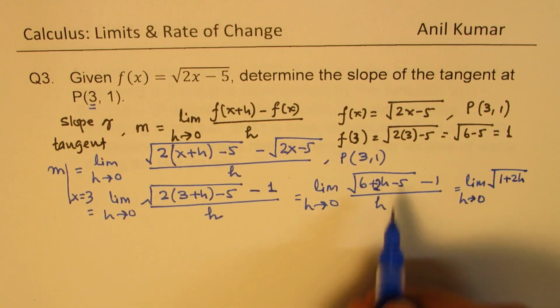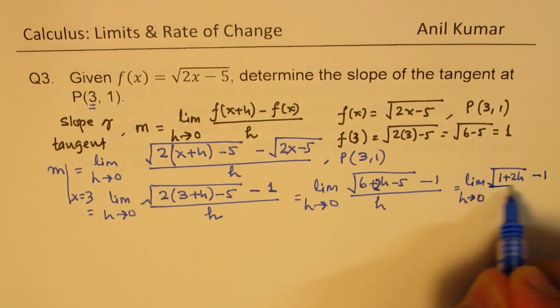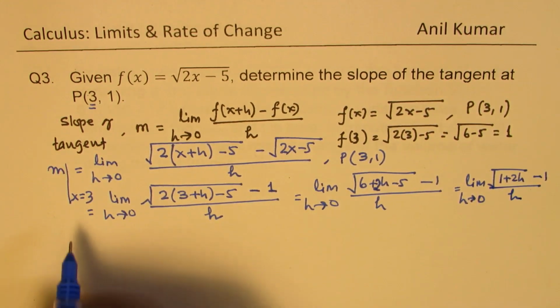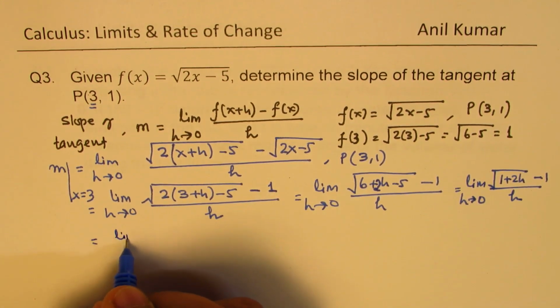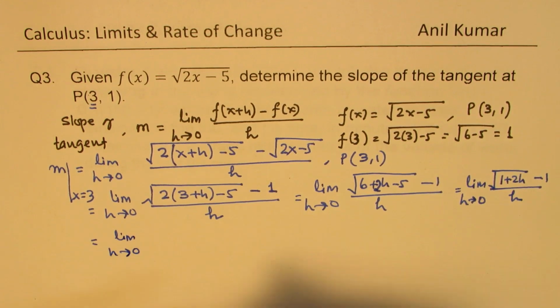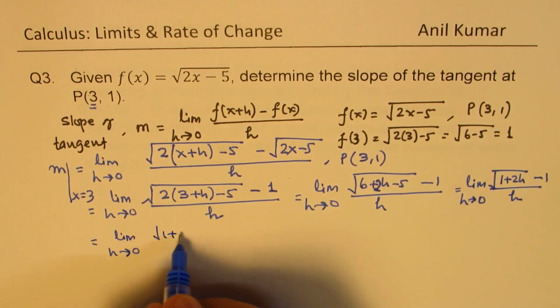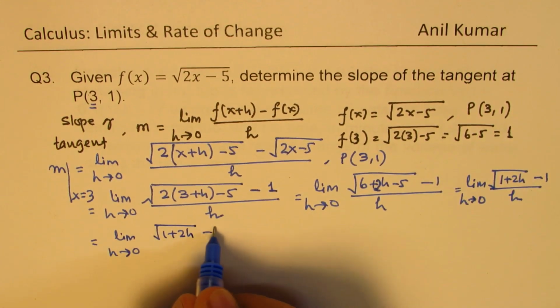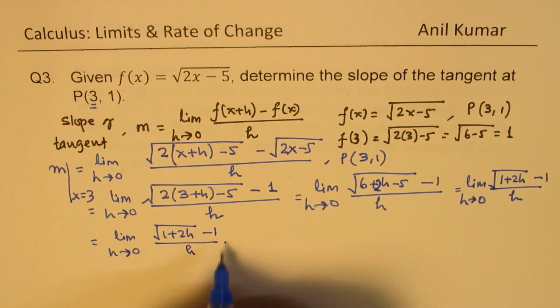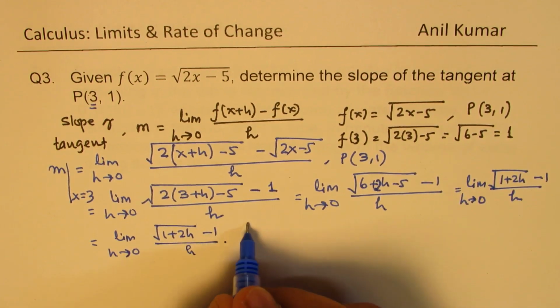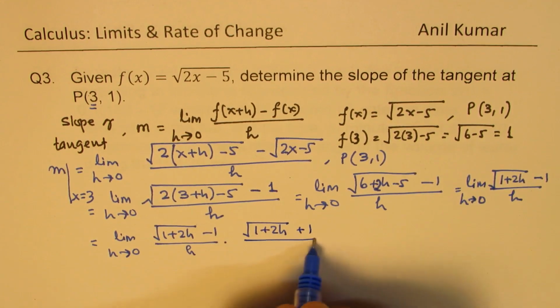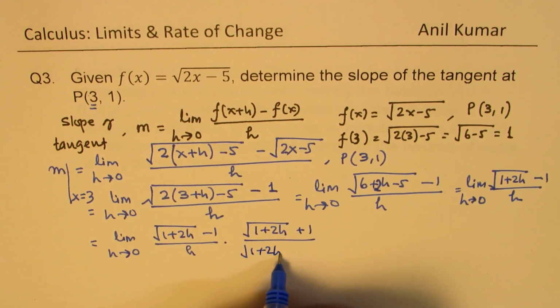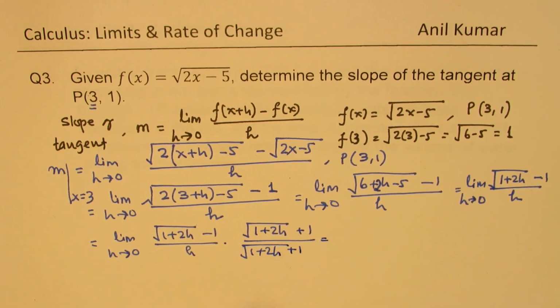Correct? 6 minus 5 is 1 minus 1 over h. Now we need to rationalize to get the limit. So we get limit h approaches 0 of the square root of 1 plus 2h minus 1 over h. We'll multiply and divide by its conjugate, which is square root of 1 plus 2h plus 1 over square root of 1 plus 2h plus 1, correct?